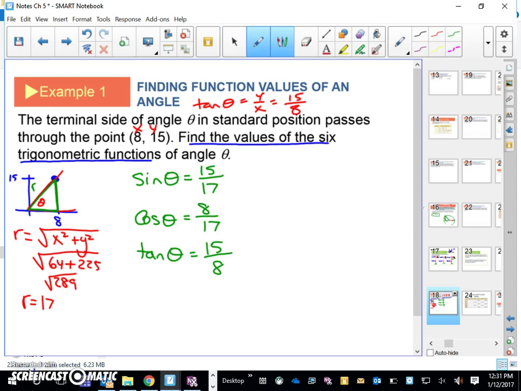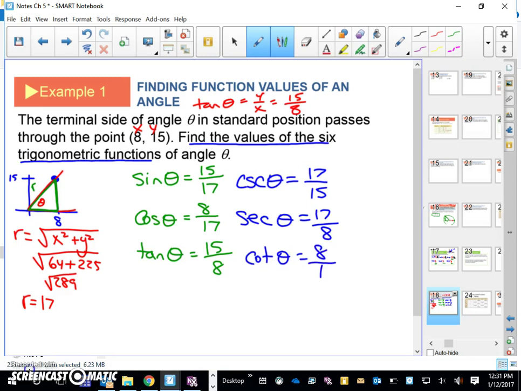The other 3, you just basically flip them upside down. You have to remember which one's which, though. Cosecant goes with sine. It's kind of counterintuitive. I realize a lot of you want cosecant to go with cosine because they both start with cos. But cosecant is the reciprocal of sine, so cosecant theta is 17 over 15. Secant theta is the reciprocal of cosine theta, and that's 17 over 8. And cotangent theta is the reciprocal of tangent theta, and that's 8 over 15.